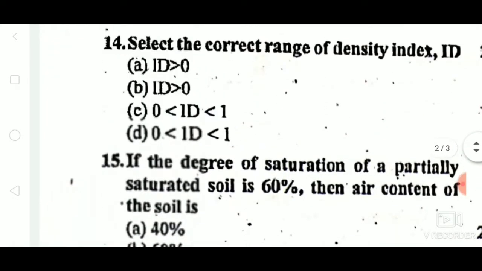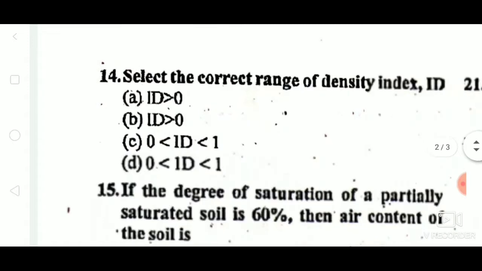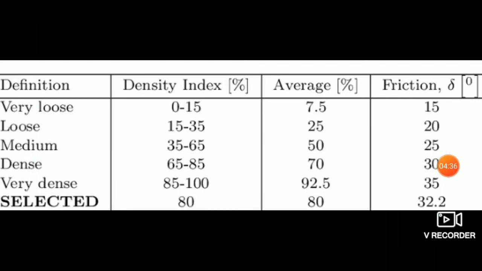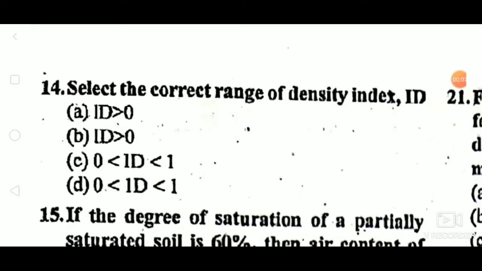Next question, select the correct range of density index. Here we have one table for a density index. Density index can be 0 to 100. Here option C and D both are correct.